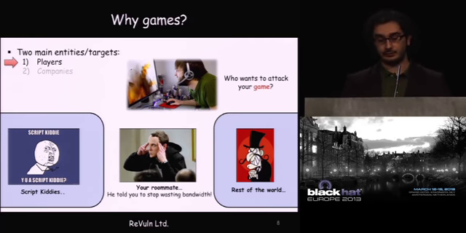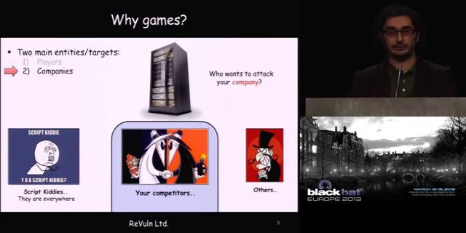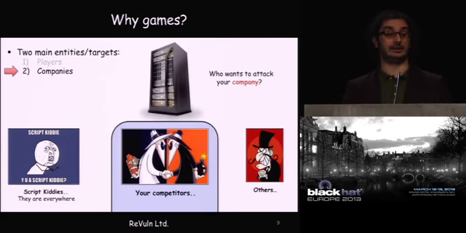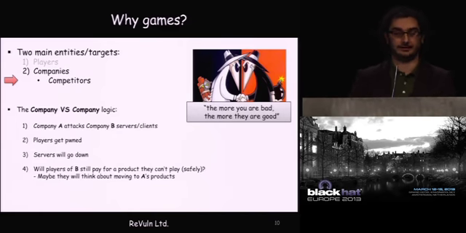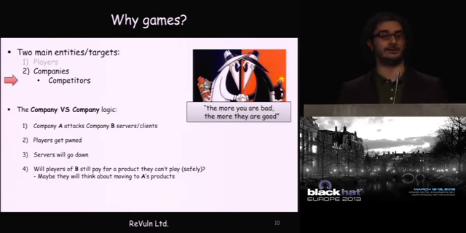It's more interesting to take a look at companies, because for companies, again, we have script kiddies, because they are everywhere, and they don't care about the target. They just do that for fun. But the most interesting category here is given by competitors, or if you want, other companies. The logic behind company versus company attacks is basically that they want to prove that their product and their service is better than the one provided by another company.